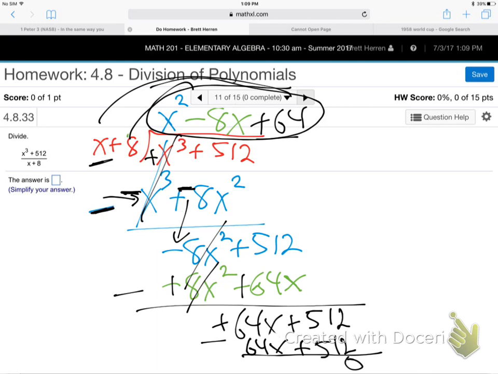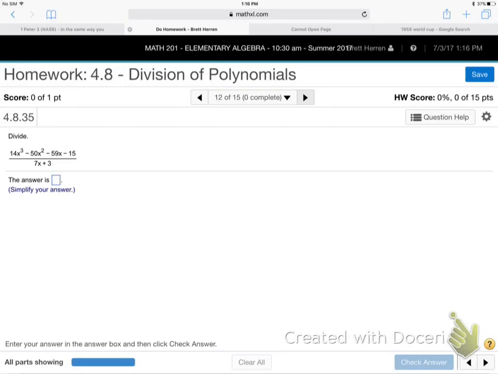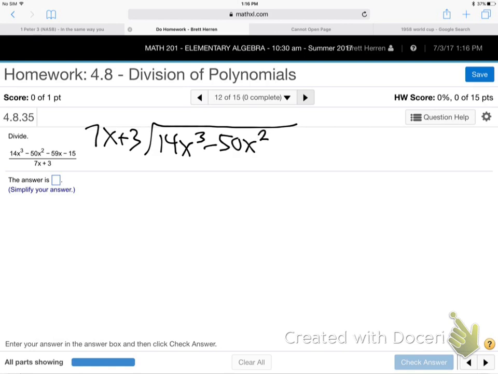Well, these are the ugly ones. We have time for a couple, maybe two more. All right. Okay. So 7x plus 3, and this is 14x cubed minus 50x squared minus 59x minus 15. All right, try that one.